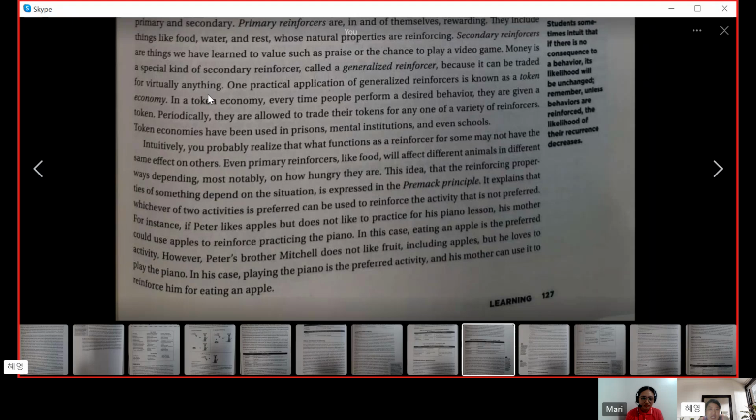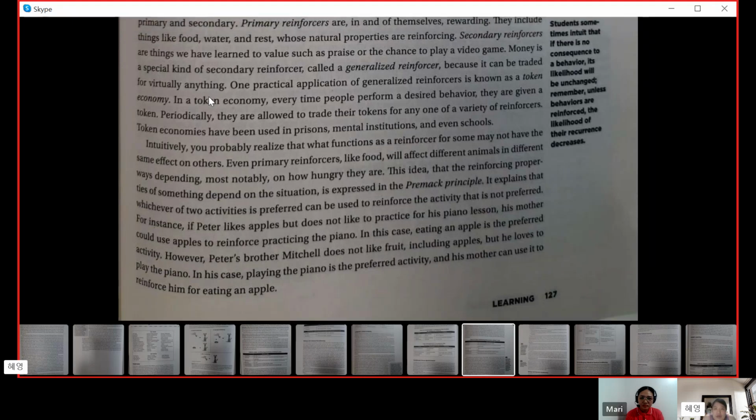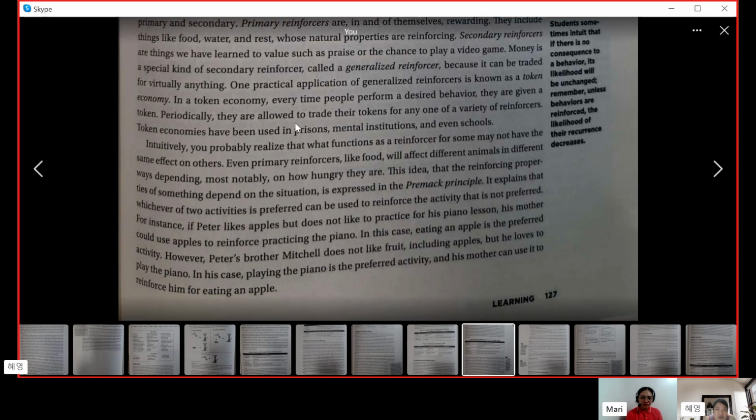One particular application of generalized reinforcers is known as a token economy. In a token economy, every time people perform a desired behavior, they are given a token. Periodically, they are allowed to trade their tokens for any one of a variety of reinforcers. Token economies have been used in prisons, mental institutions, and even schools.